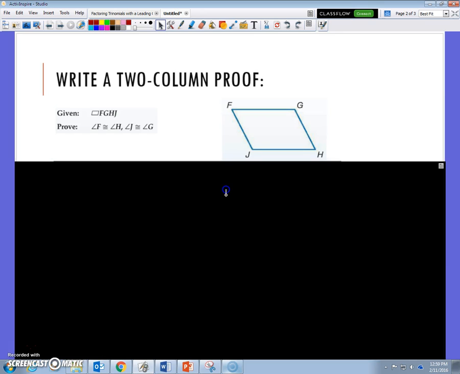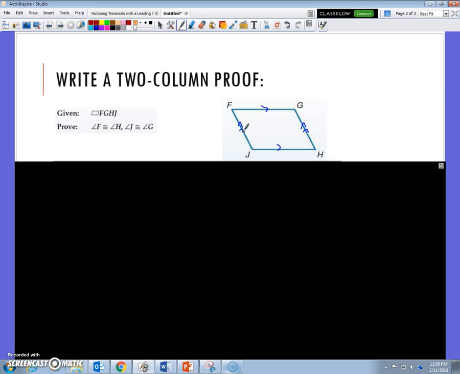So just that information alone tells us several things. The definition of a parallelogram is that it has two sets of parallel sides, and they are opposite from one another. So I'm going to go ahead and draw that in. That's what the definition of a parallelogram is, and that's all it gets you.